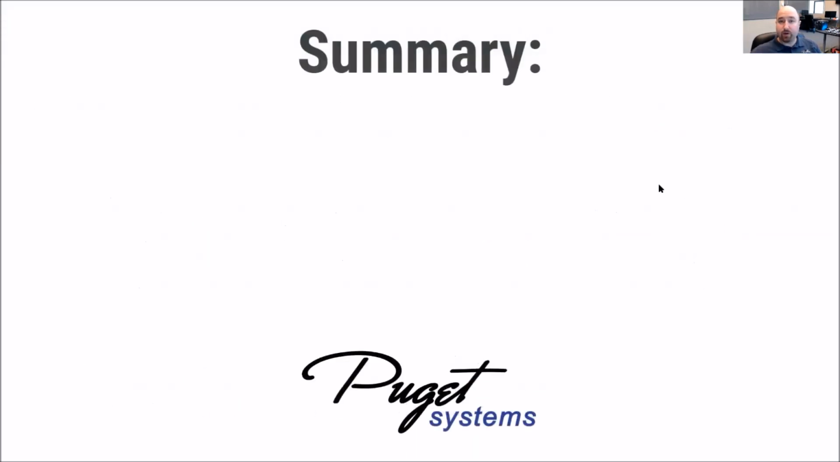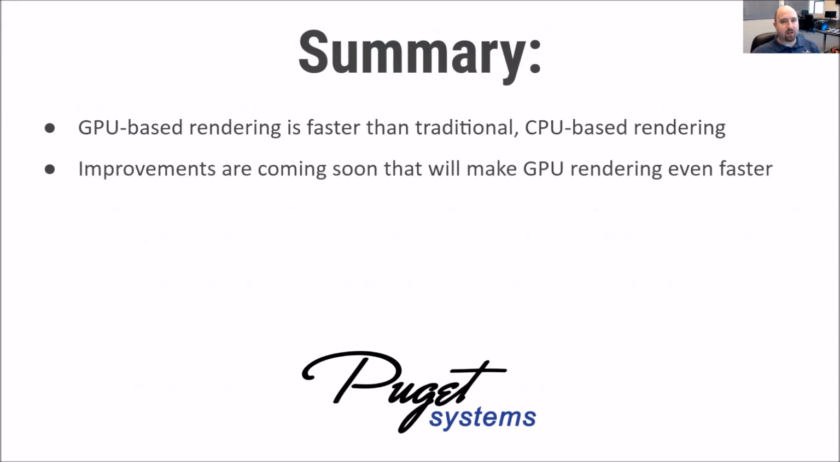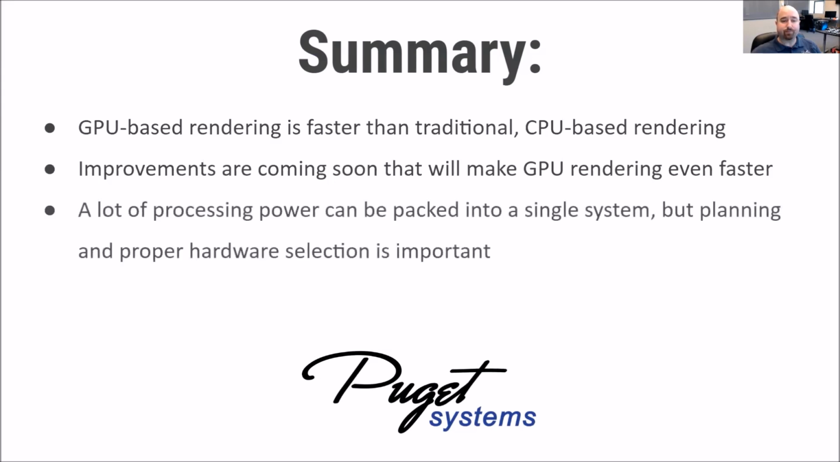And so in summary, we've kind of covered everything, I think, pretty well. GPU-based rendering engines are faster than traditional CPU-based engines. There's some downsides, but those are being worked through. And there's also a lot of improvements coming, especially that RTX technology is going to be huge in terms of making GPU-based rendering even faster.